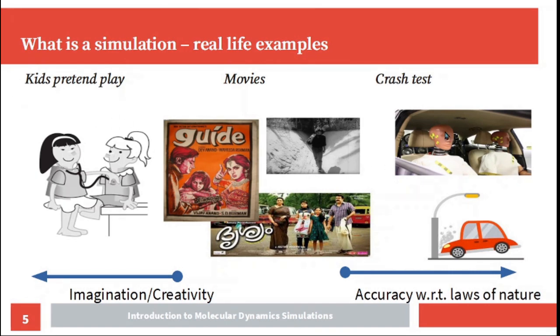So in all these real life simulation examples, there can be a lot of imagination and creativity. For example, in kids' pretend plays, there is a lot of imagination and creativity. Whereas if you consider crash test, on the other hand, there is more accuracy with respect to laws of nature rather than creativity.